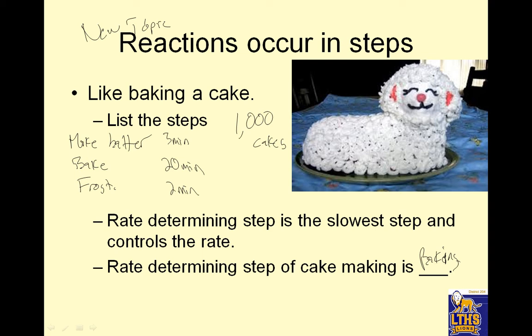So if I want to speed up the rate, I would speed up the rate determining step. So if I had some way where I could bake a cake in 10 minutes, it would go a lot faster.